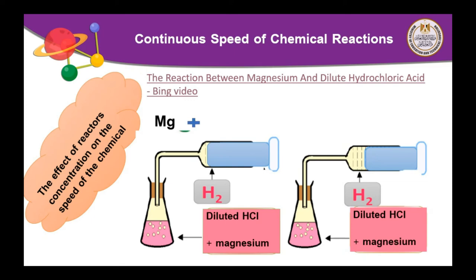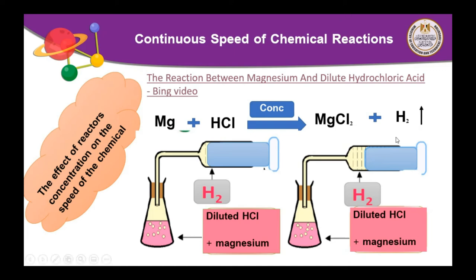Magnesium reacts with hydrochloric acid, forming magnesium chloride, and hydrogen gas evolves. Hydrogen gas can burn with a pop sound. Both of them form magnesium chloride, but the amount of hydrogen gas evolved in the reaction between magnesium and the concentrated hydrochloric acid is more than the amount of hydrogen produced from the first reaction between diluted hydrochloric acid and magnesium in the same time.